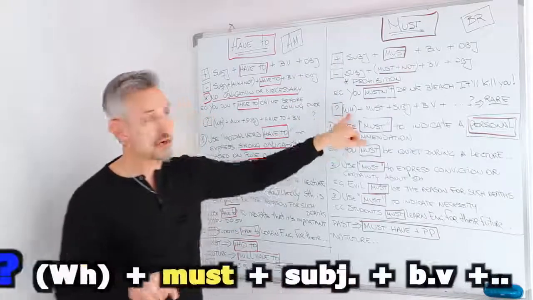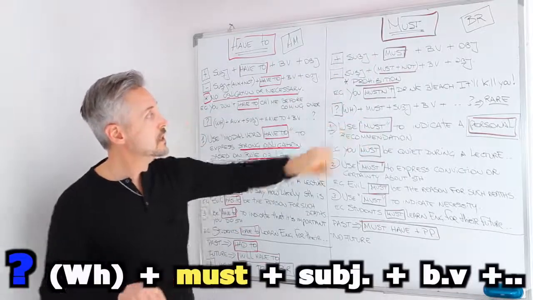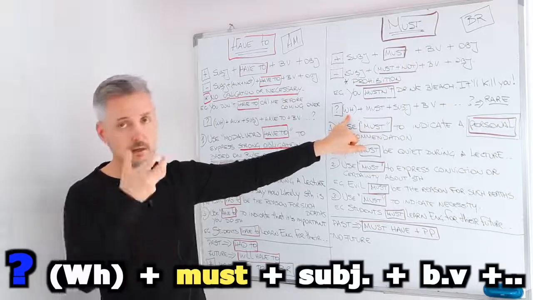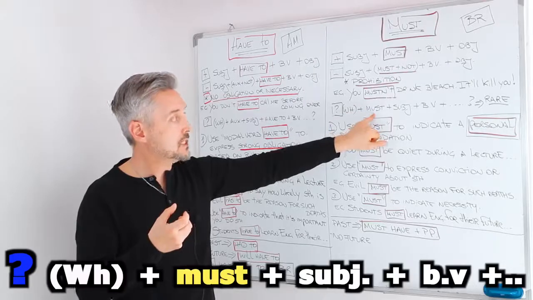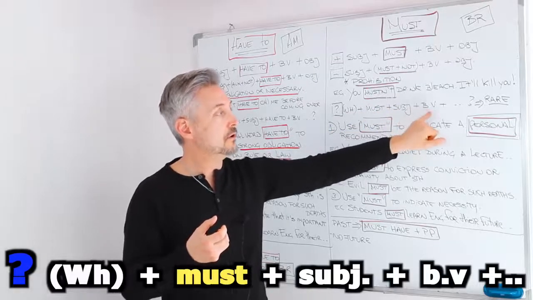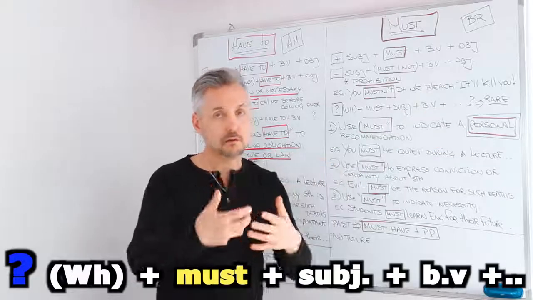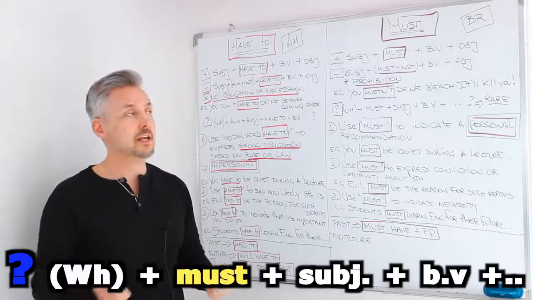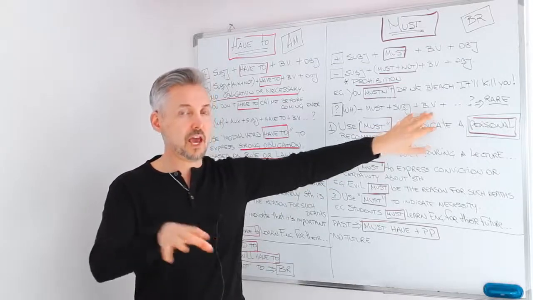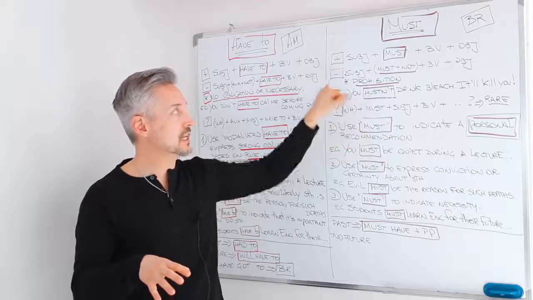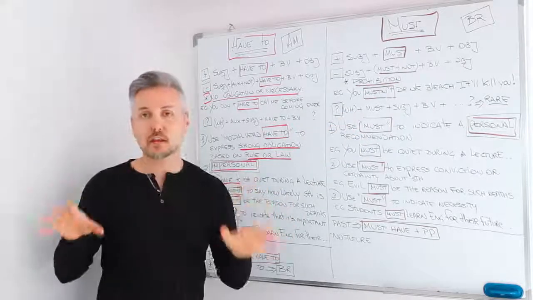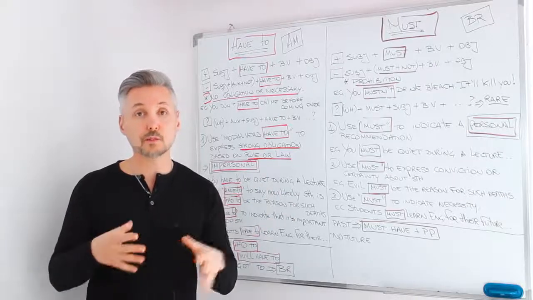For an interrogative sentence with must, you have to use a WH question word if you have one, then must, then the subject, then the base of the verb, and then the time expression or object, if any. This is very, very rare. We usually don't use it in a question. Okay, now the most important thing is when and how we use these two.